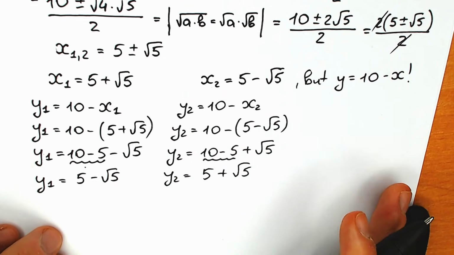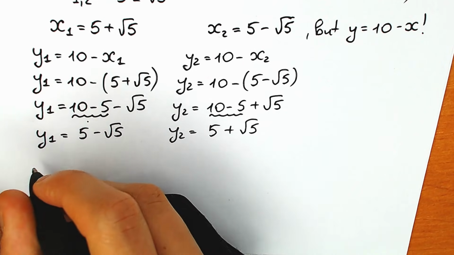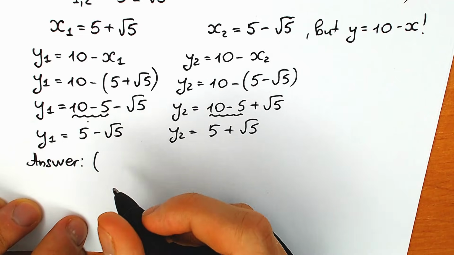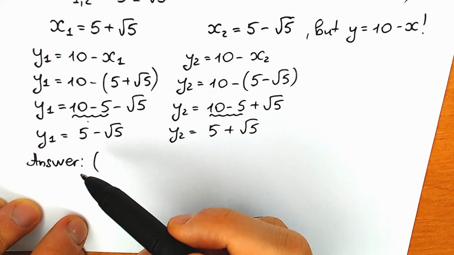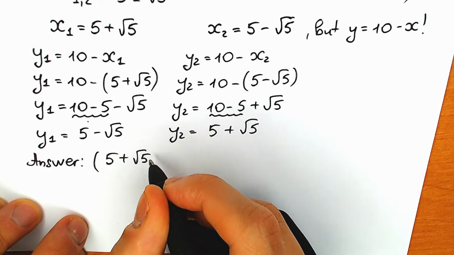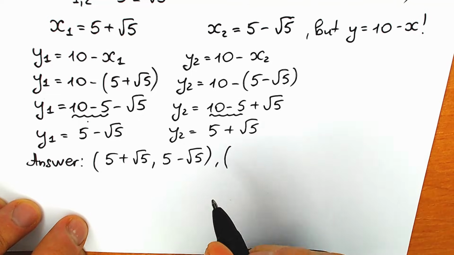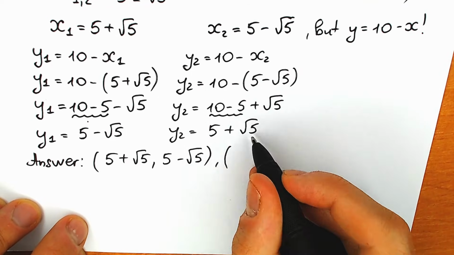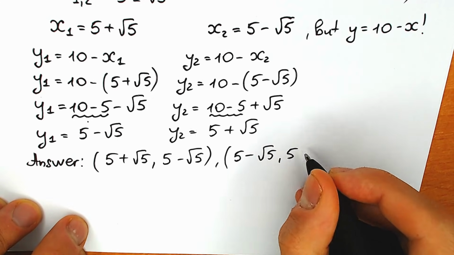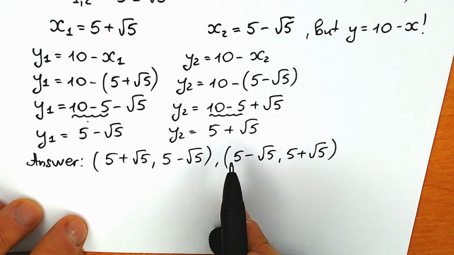And let's gather all the knowledge together, and let's write our final answer to this question, and then we will check our answers. Okay, so our answer to this question. So x first, y first. Right here on this part we have the first pair. So x first, 5 + √5, and 5 - √5. This is our first pair. And the second pair, 5 - √5 and 5 + √5. So we have two pairs, the first pair and the second pair.